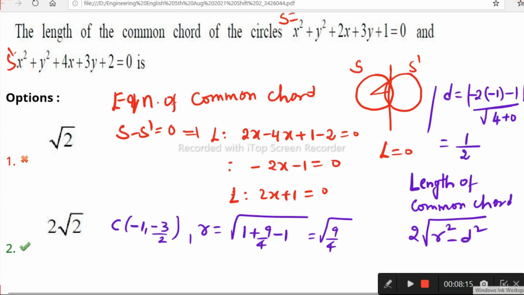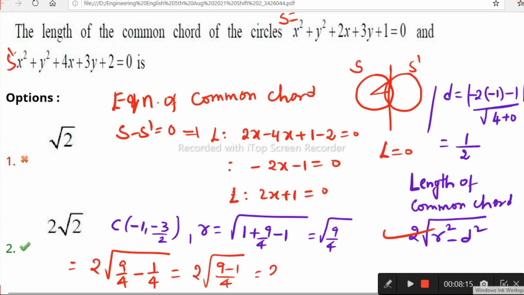So what is the length of common chord again? 2 root r square minus d square. The required common chord is 2 root r square minus d square లో substitution చేద్దాం, right? Now we can substitute in this formula. R is root of 9 by 4, అంటే r square అంటే 9 by 4, minus d square అంటే 1 by 4, అంటే 1 by 2 whole square అంటే 1 by 4 కదా. That is 2 root over 9 minus 1 by 4, that is 2 root over 8 by 4. 8 by 4 అంటే 2 కదా, అంటే 2 root 2 అయిపోయింది. 2 root 2 is length of common chord, that is clearly given as a second option, right?